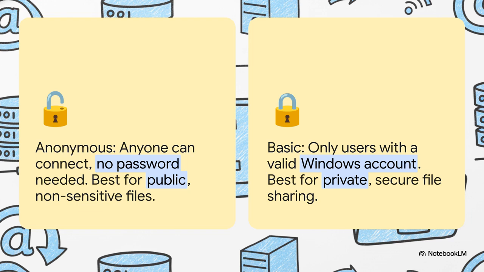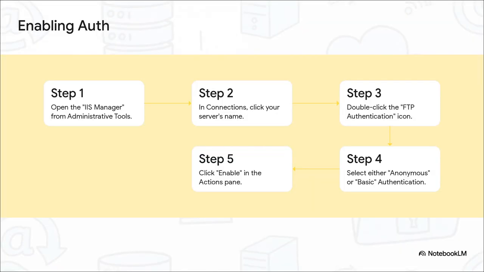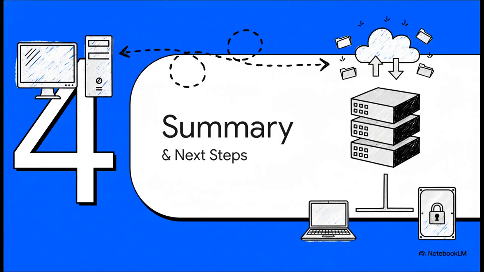Then you have basic authentication. This is the secure option. It requires a proper Windows username and password, which is exactly what you want for private file sharing. Setting this up is a piece of cake. Just open up the IIS Manager, select your server on the left, then in the middle panel, double-click that FTP authentication icon. From there, you just pick the one you want, anonymous or basic, and click Enable over on the right. Done. And that's literally it. In just a few minutes, you've taken a standard Windows PC and turned it into a fully functional file server.